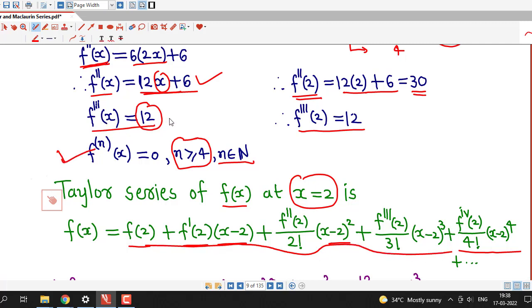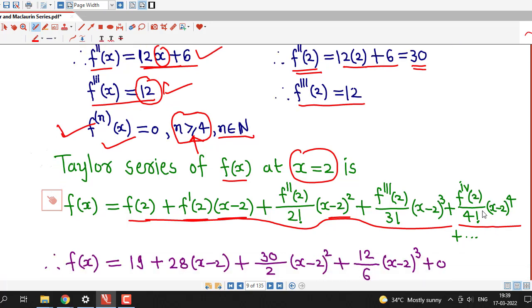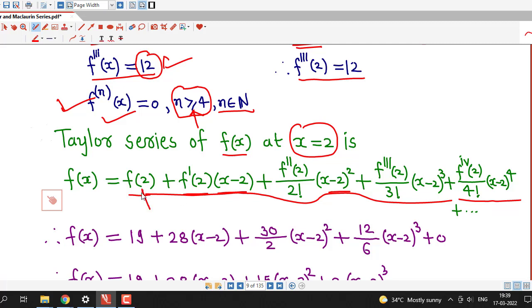So we should write as many terms up to the derivatives which we have obtained. Here we have obtained non-zero derivatives up to order 3, and all the derivatives of order greater than 4 are 0. So we have written these terms up to the 4th order derivative. Now in the next step we substitute all these values.